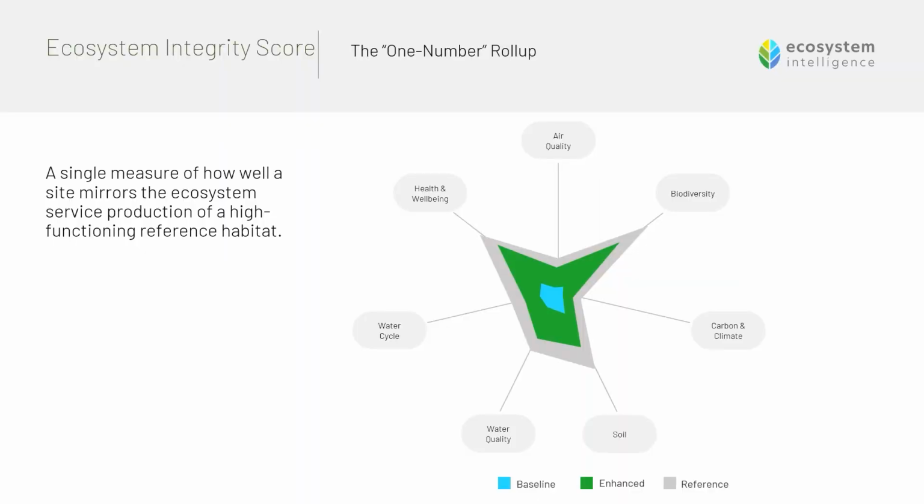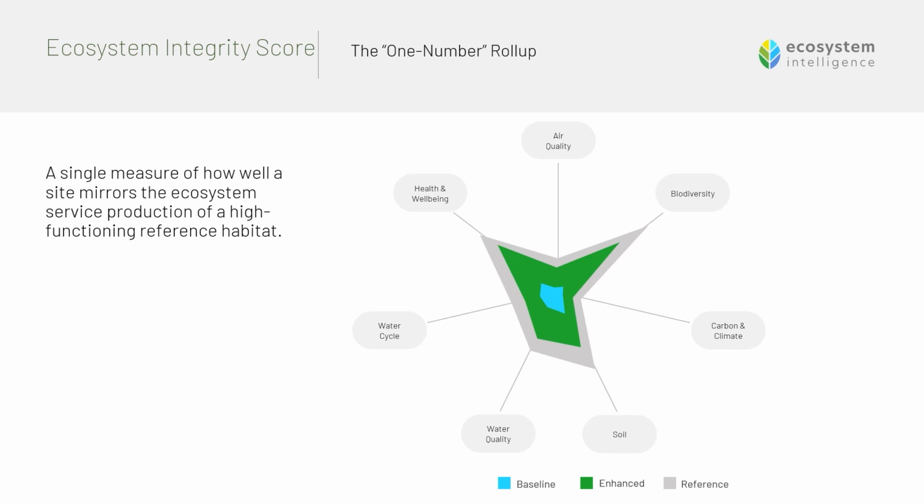So what is the Ecosystem Integrity Score? The Ecosystem Integrity Score measures how well a site or a design alternative is aligned with nature. The Ecosystem Integrity Score is calculated by measuring how closely the production of ecosystem services on a site matches the production of services for the biome reference condition. For example, if the biome reference performance for biodiversity support is 75%, then the closer the score for a site or a design gets to 75% for biodiversity support, the higher the Ecosystem Integrity Score will be.